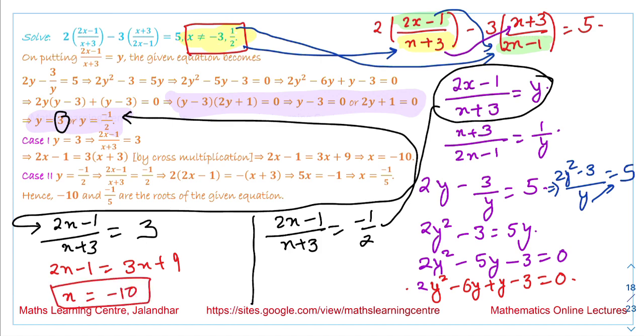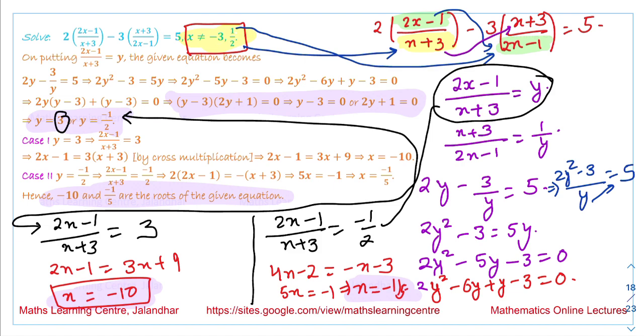From the second, if we cross multiply these terms, it is 4x - 2 = -x - 3. So the answer that we will get from this is 5x = -1. So x = -1/5. So we are saying that -10 and -1/5 are the roots of the given quadratic equation, or the solution of the given quadratic equation.